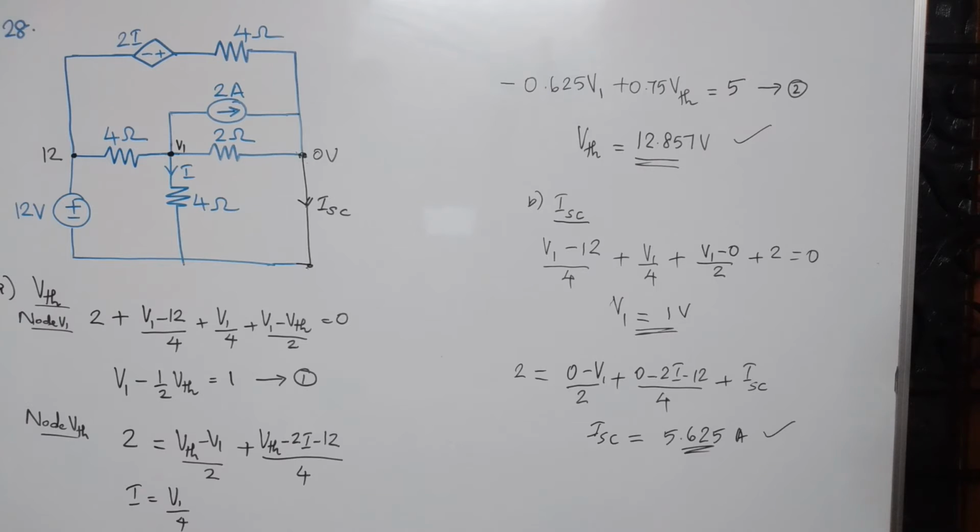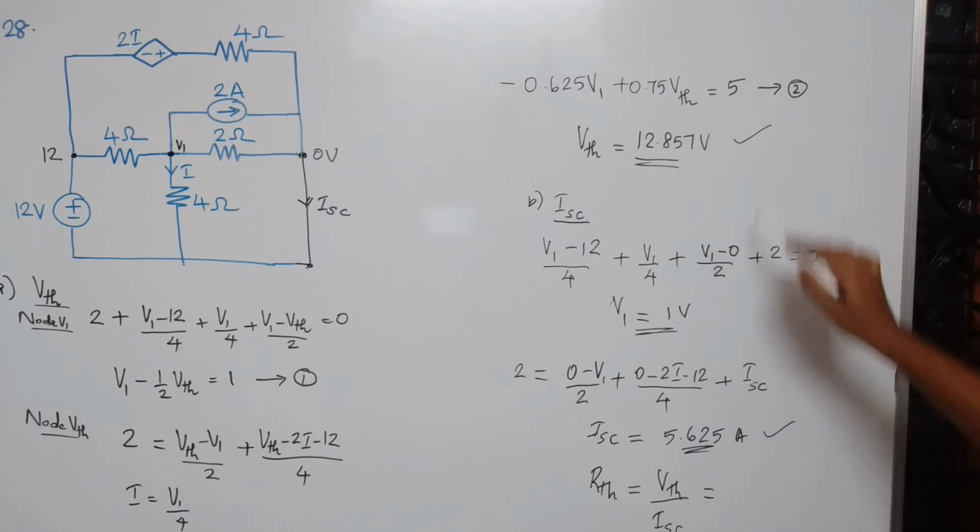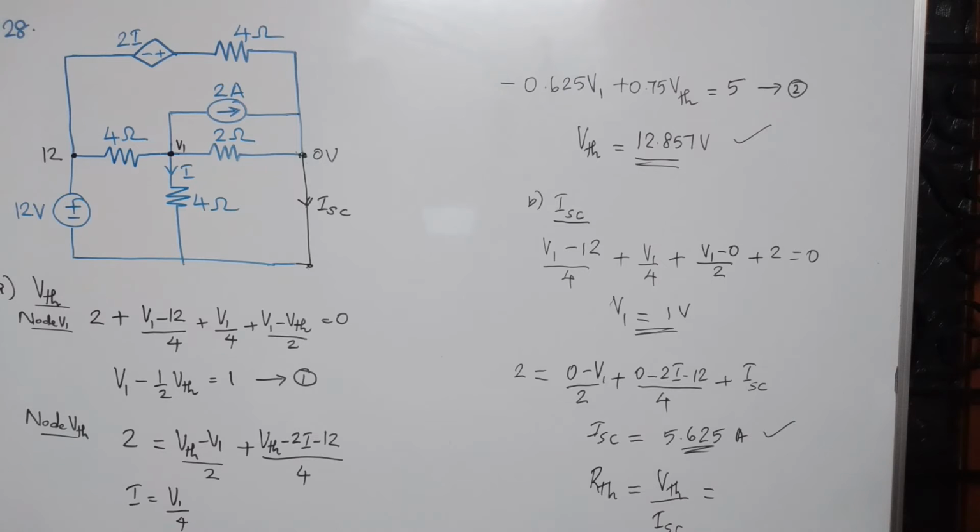Now we can write down RTH. What is RTH? RTH is equal to VTH by ISC. VTH is 12.857 and ISC is 5.625. We will get it as 2.290. Okay. So we got RTH as well as VTH.